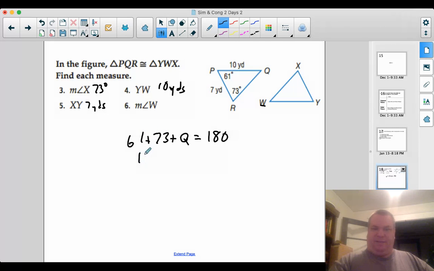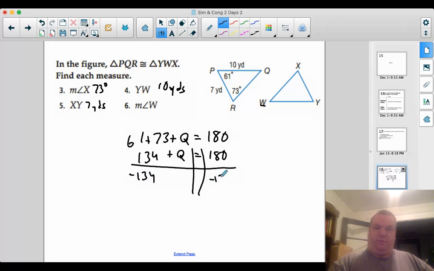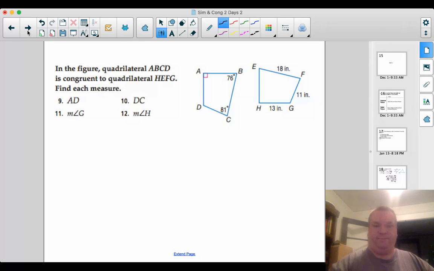Add these together, I get 134. And then to get Q by itself, I use the inverse operation. Instead of adding 134, I subtract 134. If I do that, I get 46. So Q is 46, which means W is also 46 degrees. Let's look at one that has 4 sides and see if we can do the same thing.